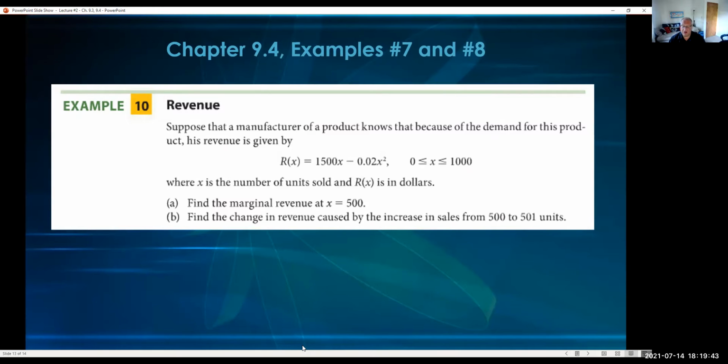Well, if I need to find the marginal revenue at X equals 500, then first I better find the marginal revenue. The way I do that is simply by taking the derivative. So what I would do is I would take 1500x minus 0.02x squared, and that's R.